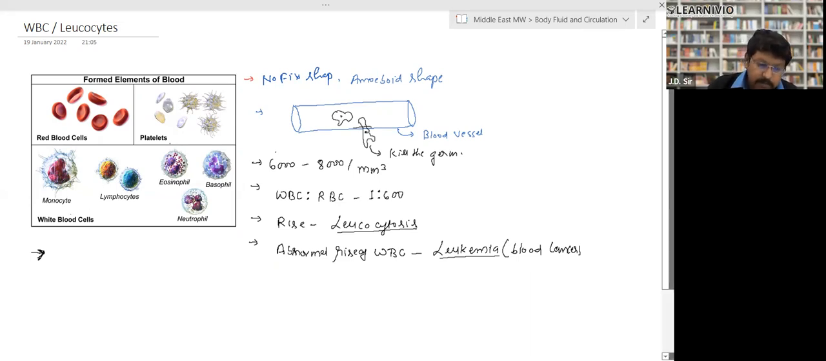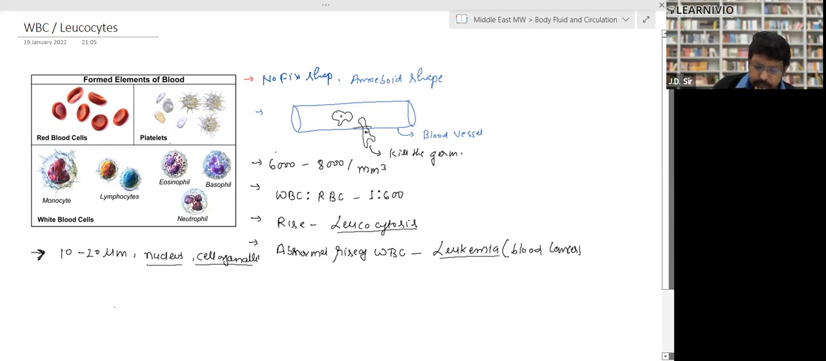So the size of WBC varies from 10 to 20 micrometer. It also contains a nucleus and some cell organelles. Underline it: and some cell organelles.